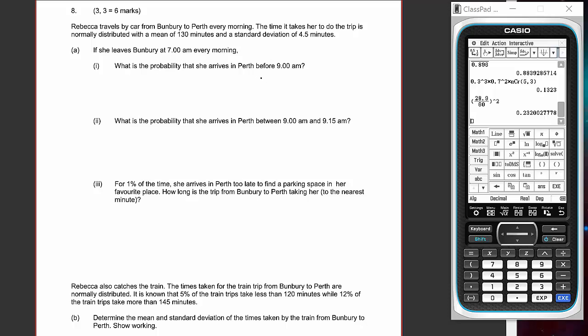So that's 2 hours or 120 minutes. So what we're after is here. If we're thinking about a normal distribution, 130 and 4.5 squared, we're just looking at the probability that x is less than 120.